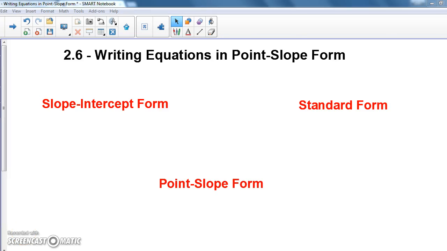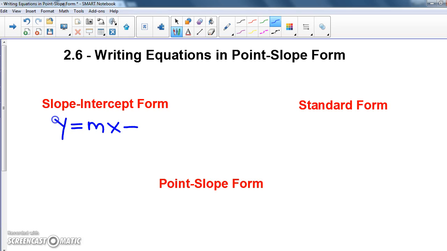Today we're going to talk about a new form that we're going to use to write equations, and that's called point slope form. So previously, we learned a couple of different forms. The first one is slope-intercept form, and hopefully you remember, the slope-intercept form looks like this. We have y equals mx plus b, and we know that the m is our slope, and the b is our y-intercept.